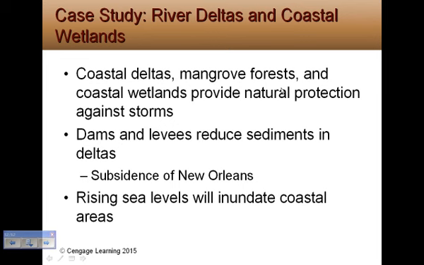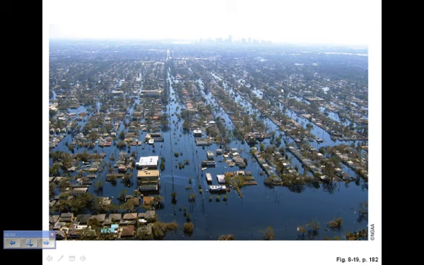It's not being replenished by the sediments coming downstream from the Mississippi, and so they are starting to sink into the ocean. You also have issues with rising sea levels. As it turns out, about 45% of the people worldwide live along the coasts. And because of this, you have a real issue with rising sea levels impacting people. And obviously, here's a picture of New Orleans after Hurricane Katrina.